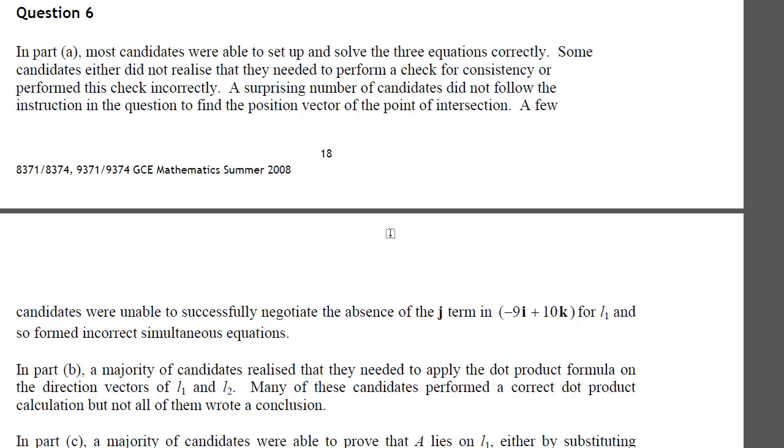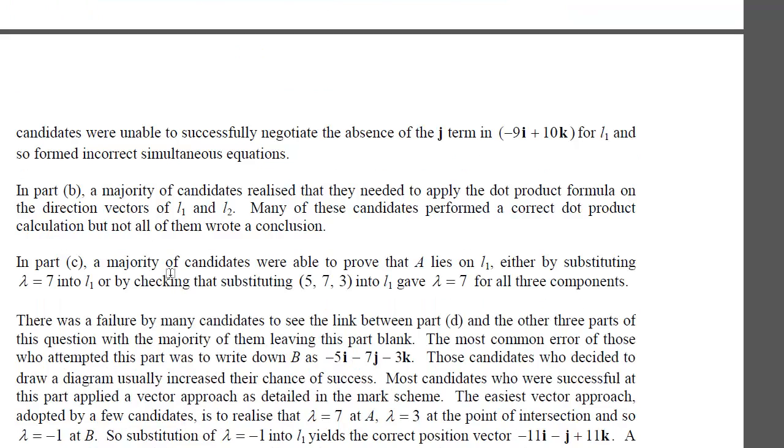The examiner's report says that in part A, most candidates were able to set up and solve the three equations correctly. Some candidates either did not realize that they need to perform a check for consistency or performed this check incorrectly. A surprising number of candidates did not follow the instruction in the question. This is a common mistake. When you're asked to find the position vector, you have to write it down in the IJK format. You have to remember that. You cannot just write it as a point.